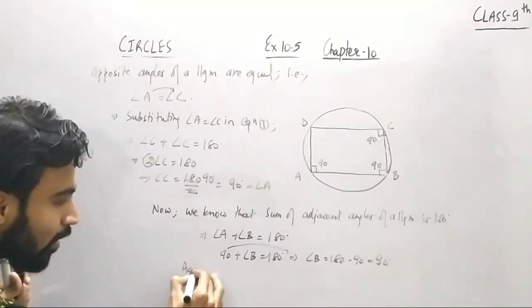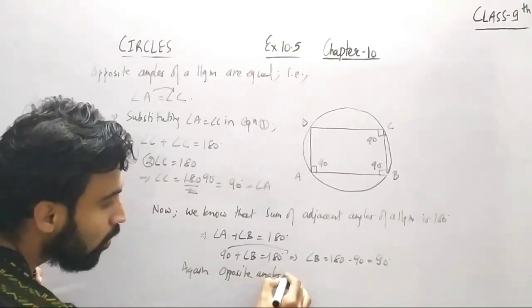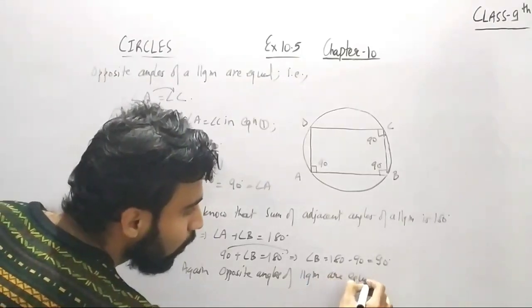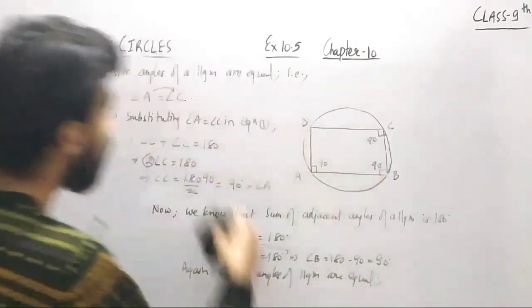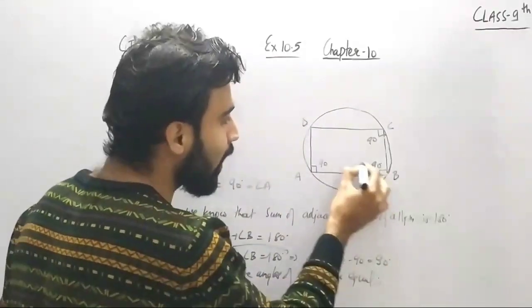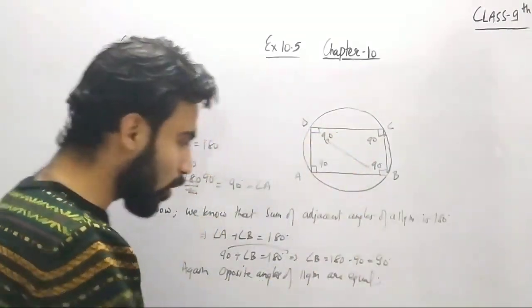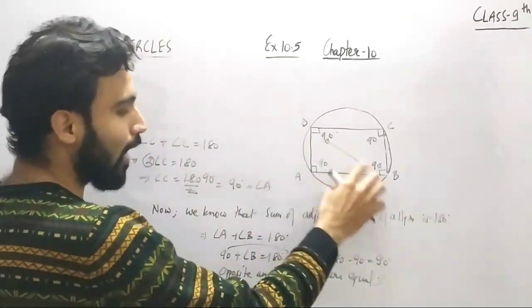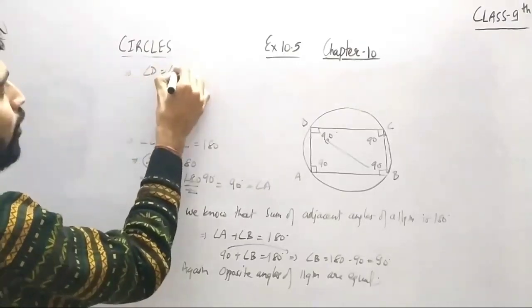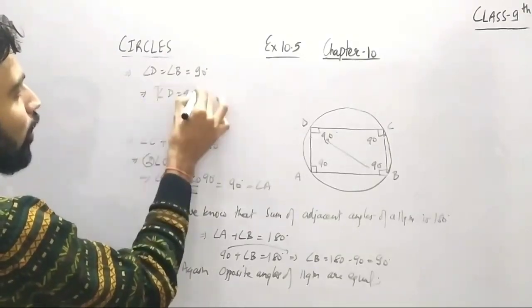Now again you can see opposite angles of a parallelogram are equal. So let me first make some space above. That means if this angle B is 90, then its opposite angle D will also be 90 degrees, because of the property of a parallelogram that opposite angles of a parallelogram are equal. So this implies angle D is equal to angle B, equal to 90 degrees. So angle D is also 90 degrees, right?